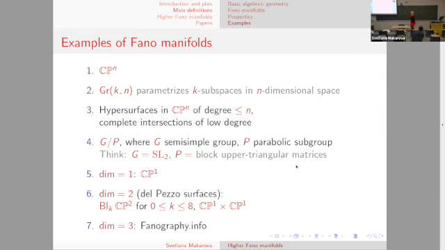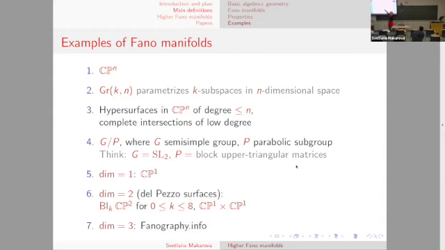And now we know that Fano manifolds satisfy a lot of nice properties, so it would be good to know some non-trivial examples. The first example is that projective space is Fano. And the Grassmannian, which is a manifold whose points correspond to k-dimensional subspaces in an n-dimensional space, is also a Fano manifold.